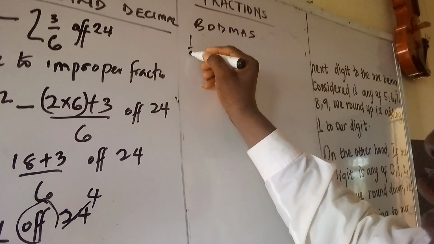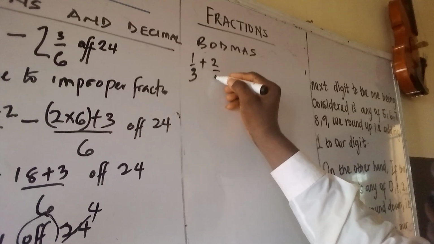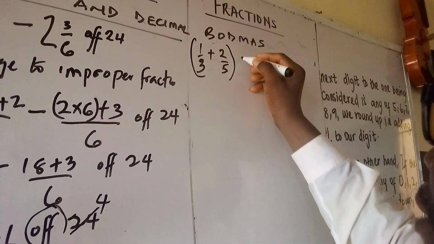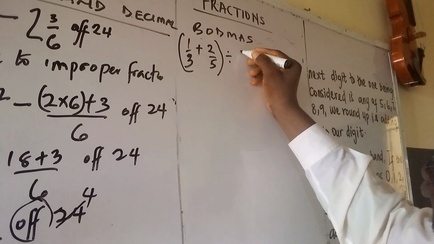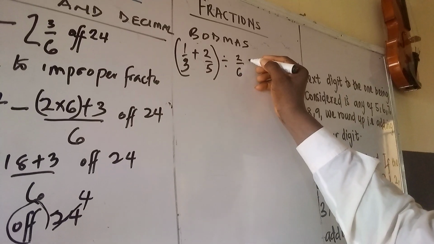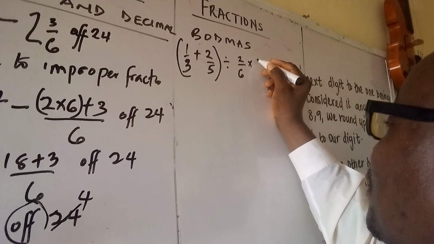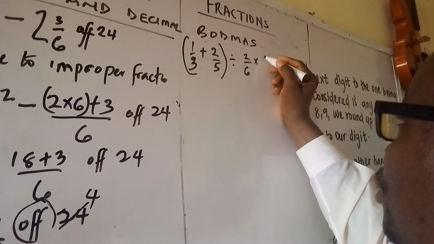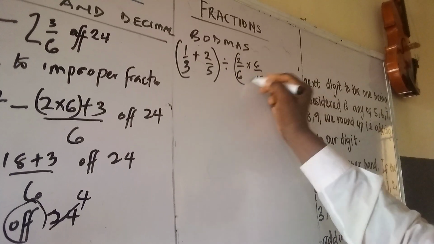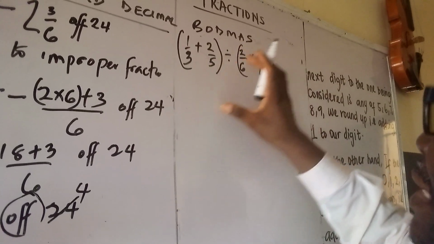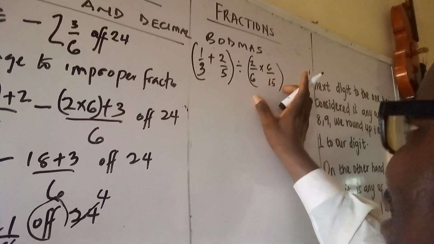I have 1 over 3 plus 2 over 5, for instance, bracket open, divided by 2 over 6 times, let's say, 6 over 15. Okay, what this means is that you solve the one in the bracket first, get your answer, divide it by the answer of this one.